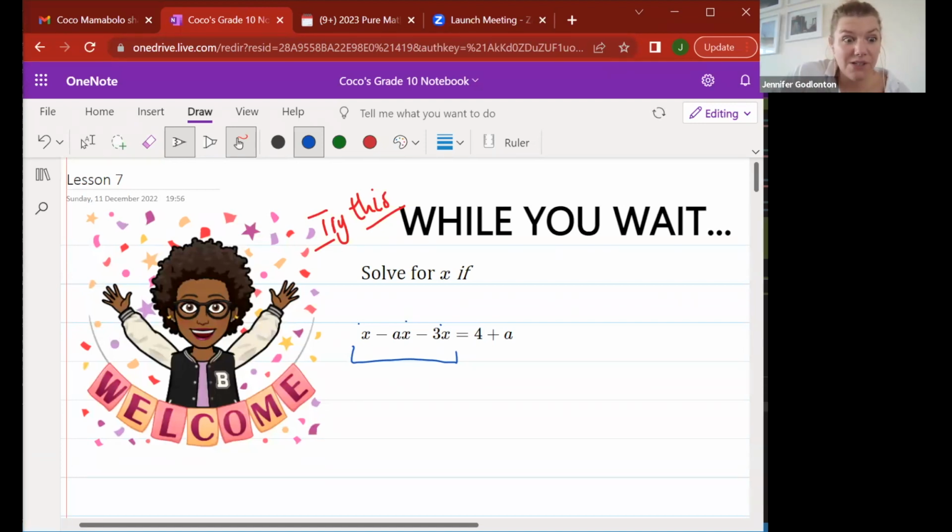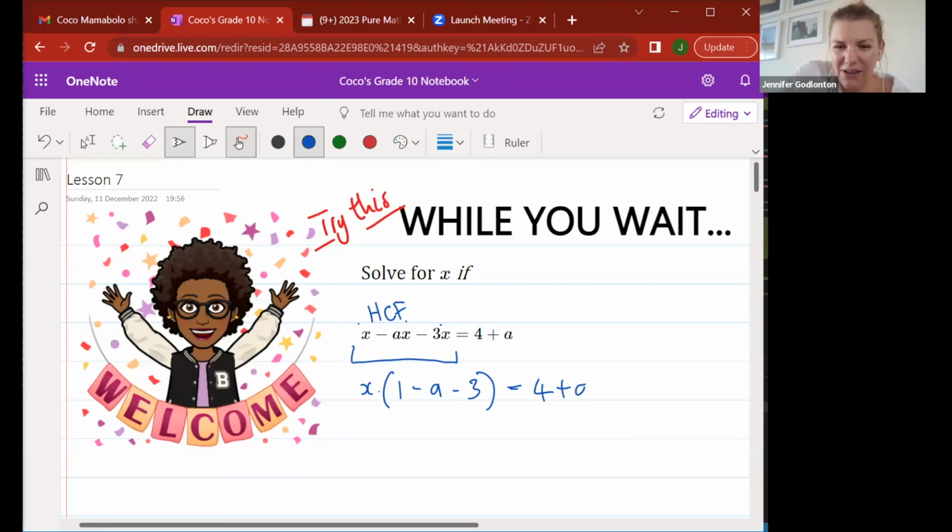Yes, okay, so I absolutely want to make x the subject of the equation. Great, I'm going to take out the highest common factor, and the highest common factor in this case is going to be x. Good. So we're going to have x, and we would be left with 1 minus a minus 3. And we're going to close that bracket, and that is equal to 4 plus a.